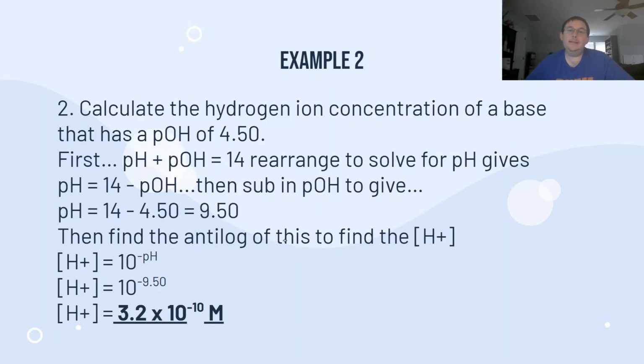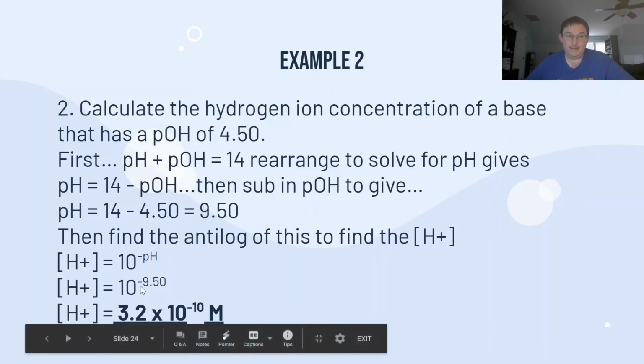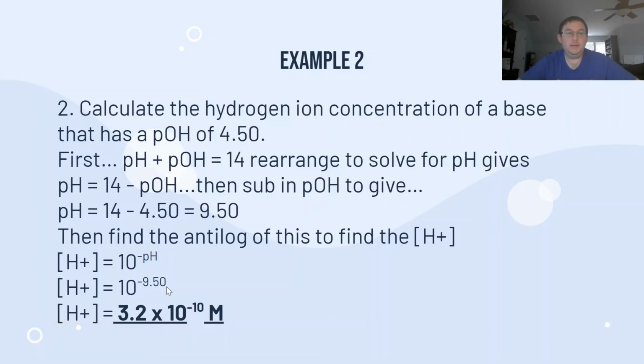We're going to find the antilog of this. So this is the pH, and we want to find the hydrogen ion concentration from the pH. So by finding the antilog of this, that means we're going to take 10 to the negative pH, which is 10 to the negative 9.50, put that in our calculators, and you're going to get 3.2 times 10 to the negative 10 moles per liter of hydrogen ions.